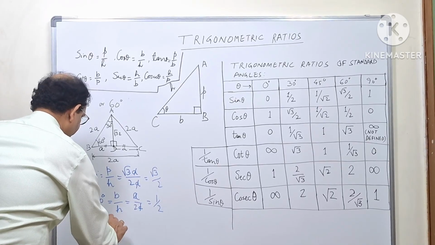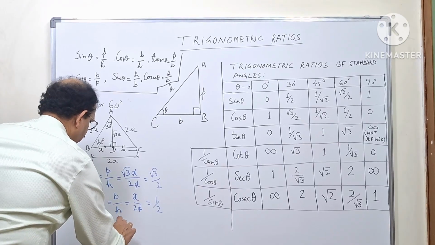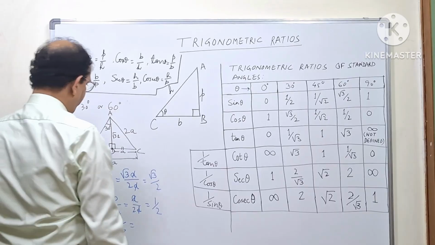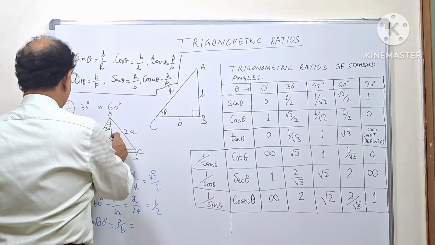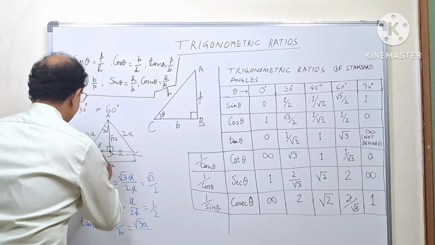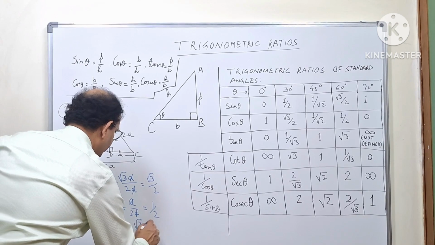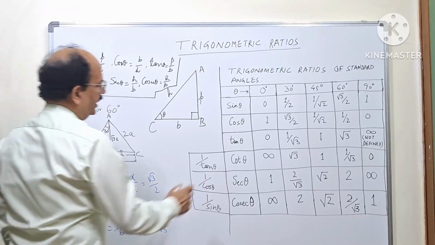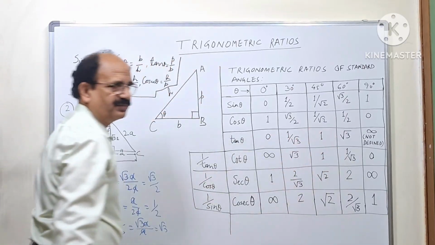Tan 60 degree will be equal to perpendicular by base, right? What is my perpendicular? My perpendicular is root 3A. What is my base? My base is A. A cancels. This becomes equal to root 3. Tan 60 degree is root 3.